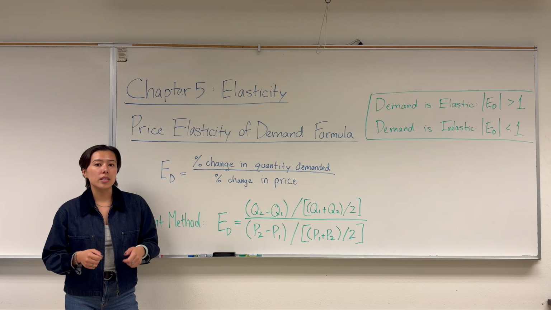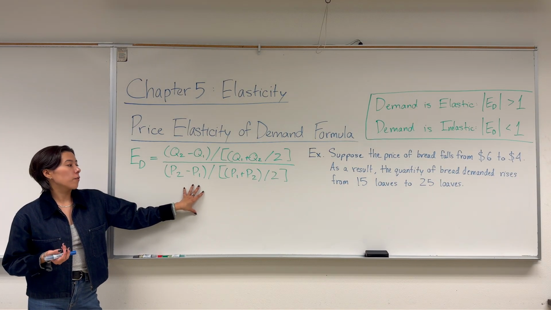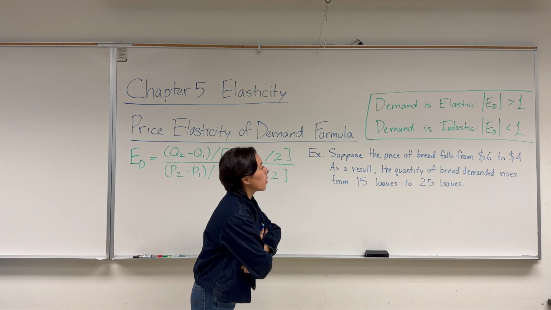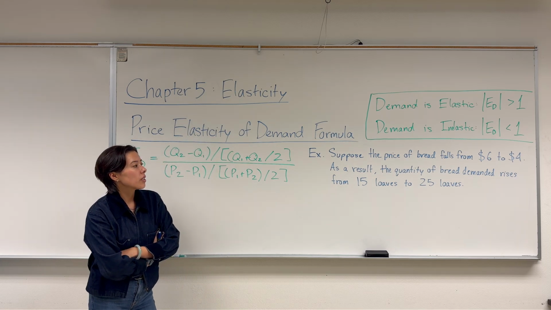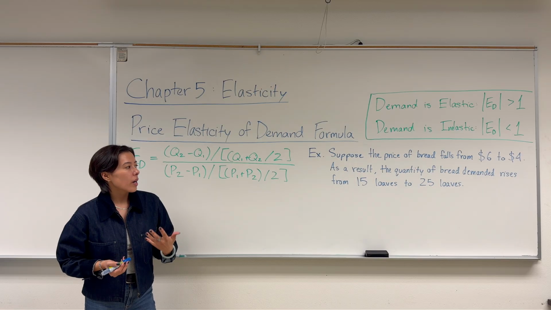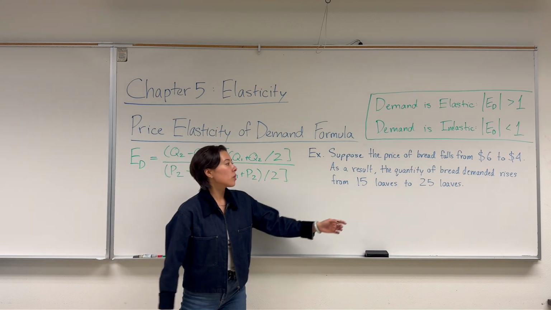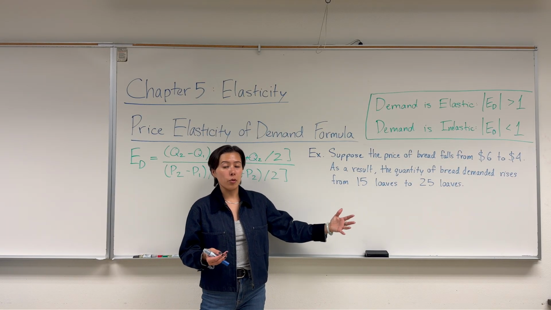All right, now let's do an example with the midpoint method. I've rewritten our midpoint method formula here for our reference, and our example problem says, suppose the price of bread falls from $6 to $4. As a result, the quantity of bread demanded rises from 15 loaves to 25 loaves. And what we want to do is calculate the price elasticity of demand using this information.